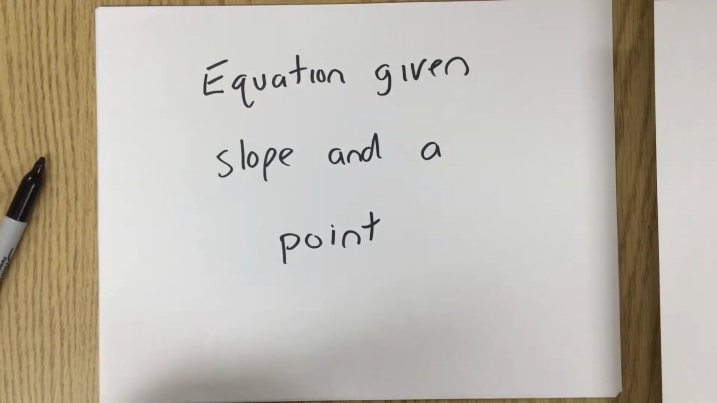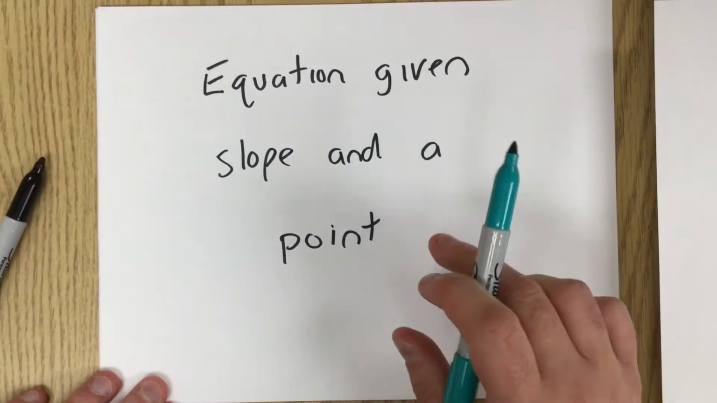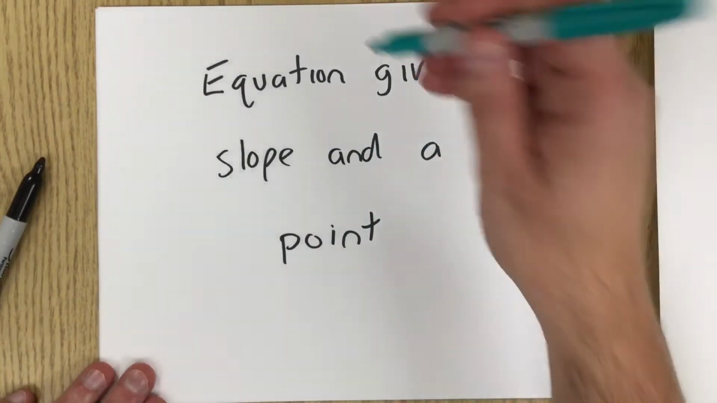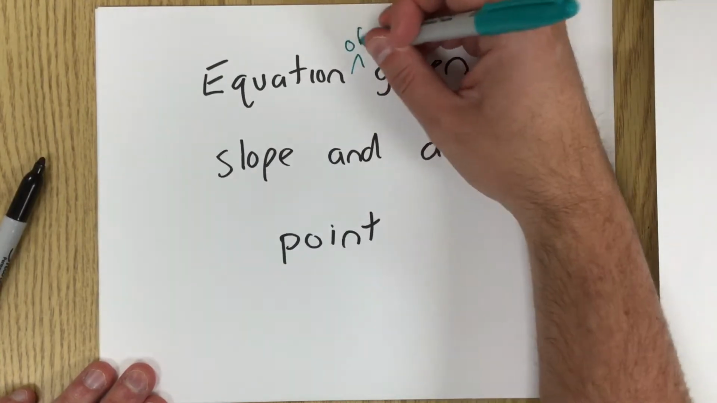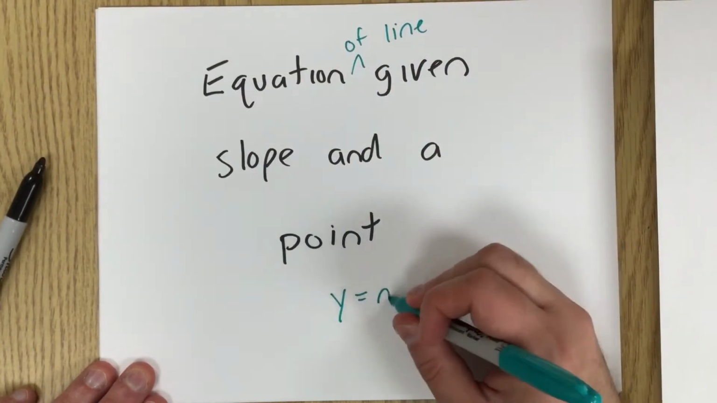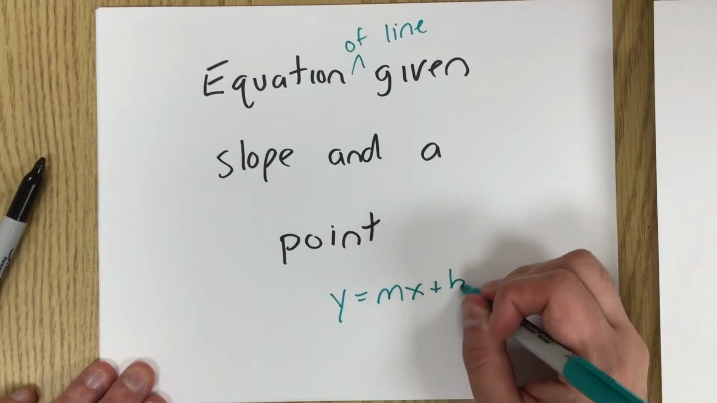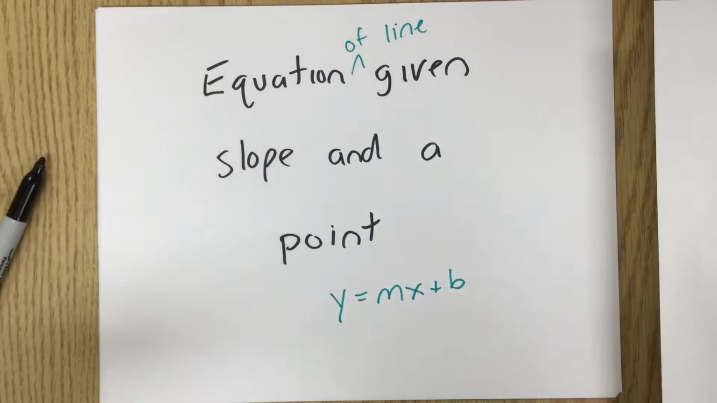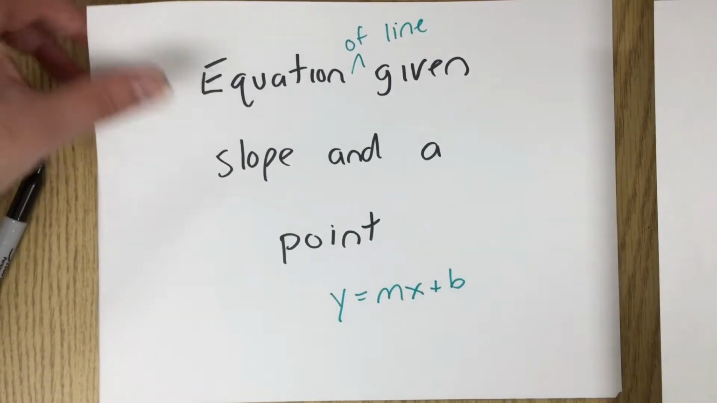What we're going to be doing is looking at how to create an equation if you're given a slope and a point. In particular, we're going to find an equation of a line in the format y equals mx plus b. So I'm going to give you a slope and a point, and we're going to use that to find the equation of the line.